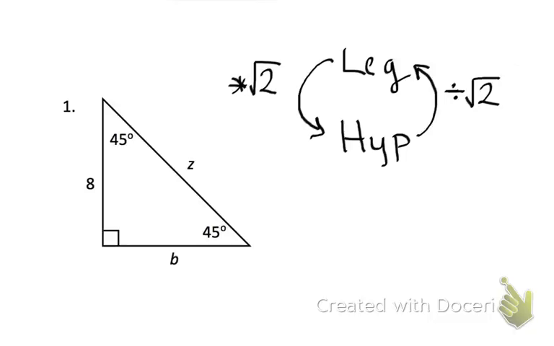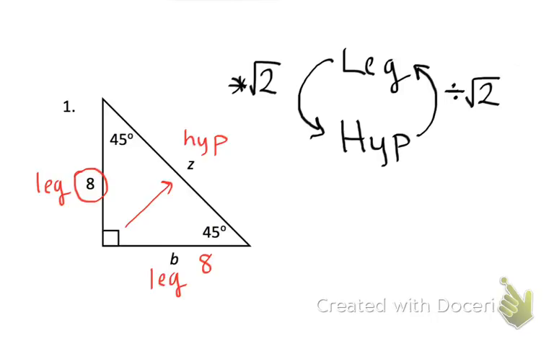When looking at this, I noticed that it's a 45, 45, 90 triangle. Next, I'm going to label my legs and hypotenuse. So 8 is my leg, B is a leg, and Z is my hypotenuse. If this leg right here is 8, then I also know that B is equal to 8 because they're both legs.